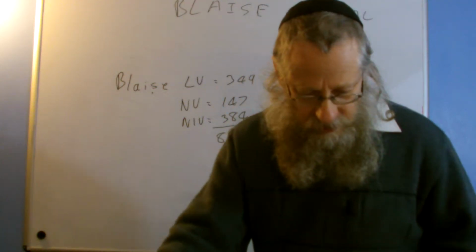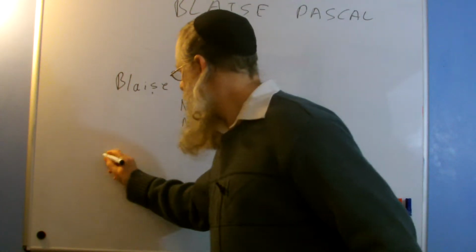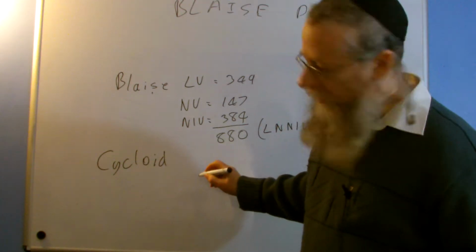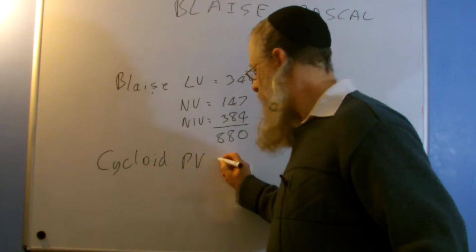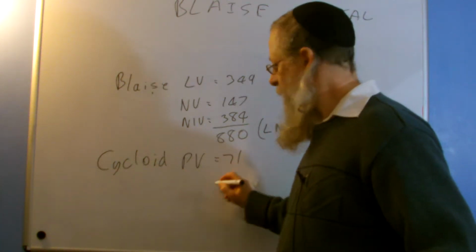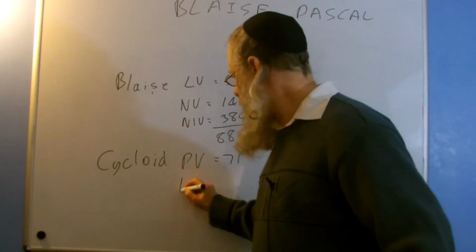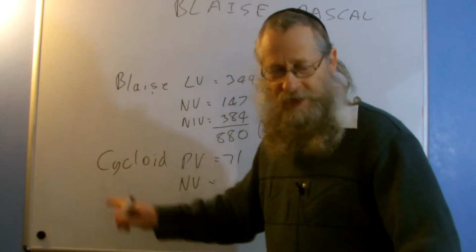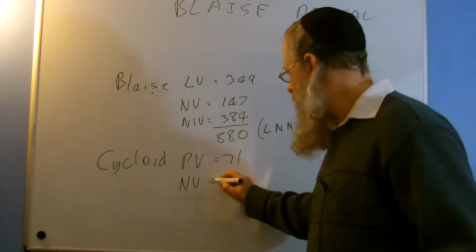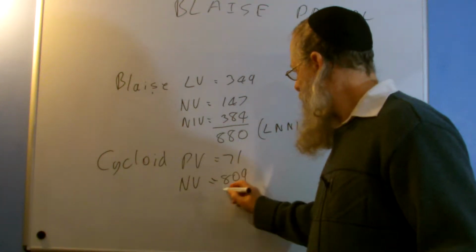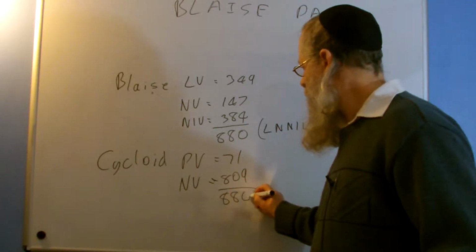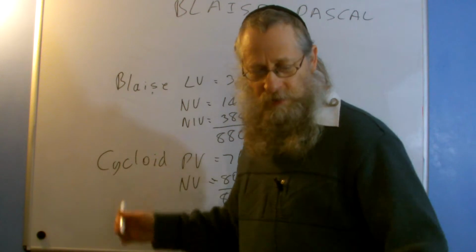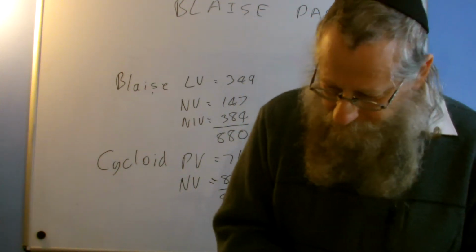And if I take cycloid and work out the placement value, which is 71, and I work out the normal value, it's quite good because Y is 700, it's a big number, it is 809, and add that together I get 880. So again, he has this energy relationship with cycloid. Let's move on.